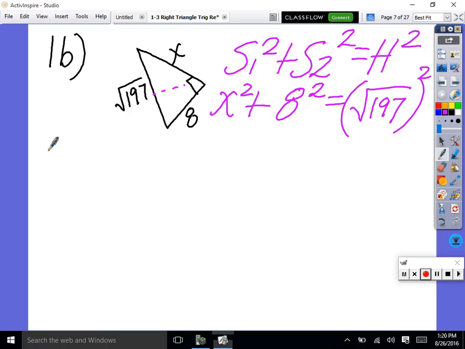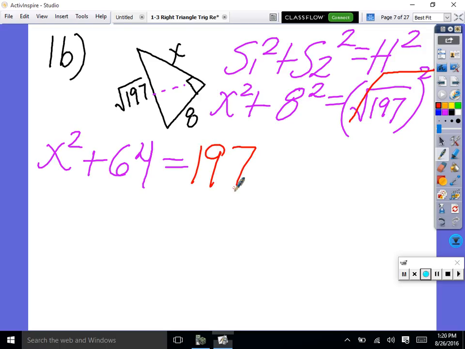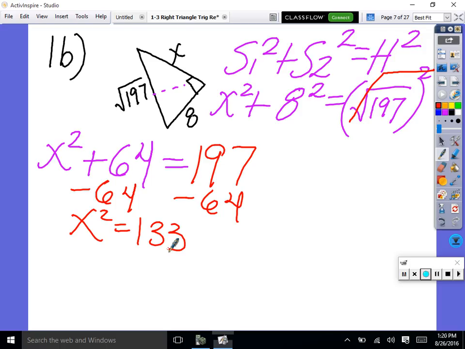Now it's algebra. So we have x squared plus 64, 8 squared is 64, is equal to... the root cancels out with the power. What's left? 197. Now it's solving for x piece by piece algebraically. Subtract 64. Somebody give me that. X squared is 133. We're not done. We have to take the square root.